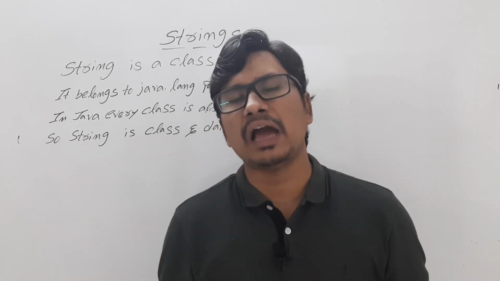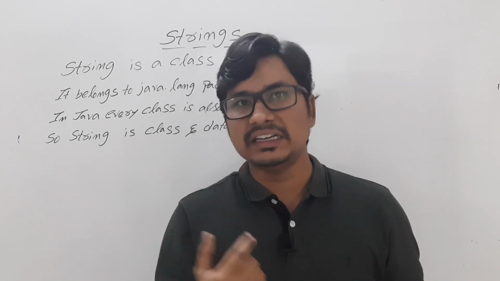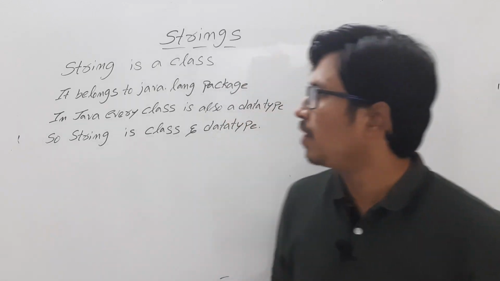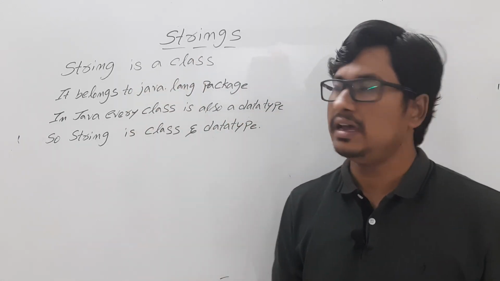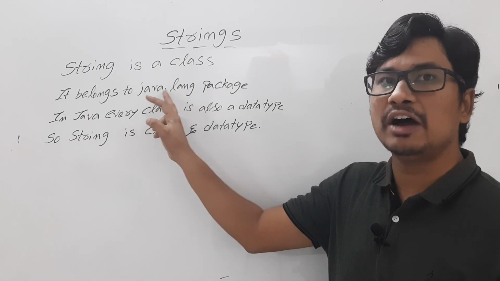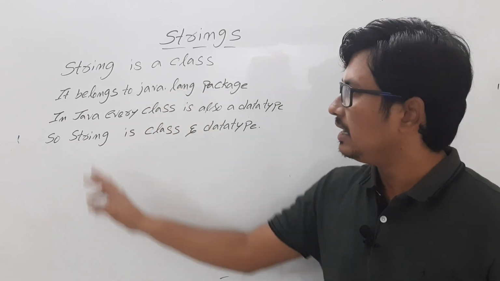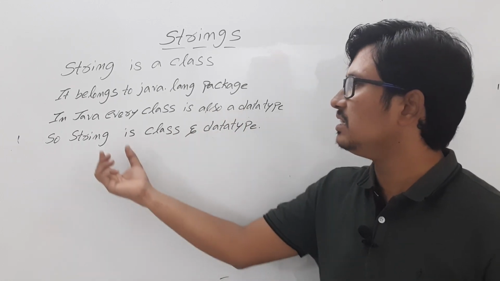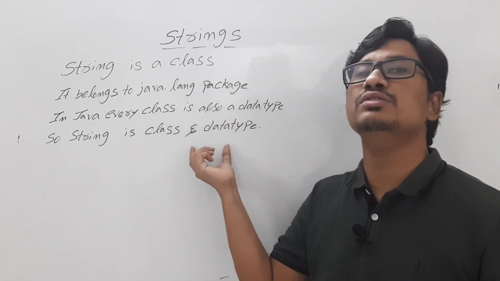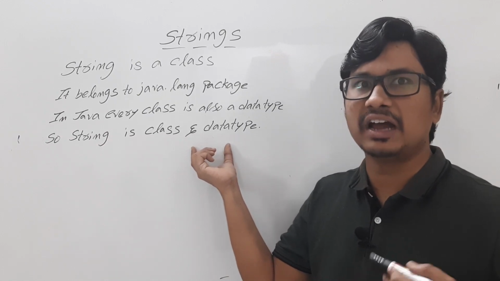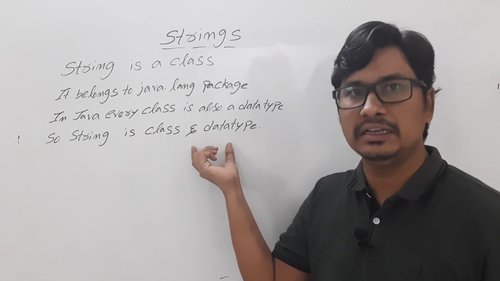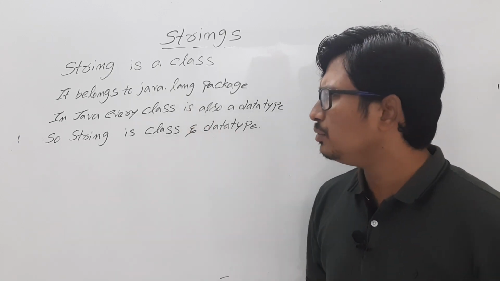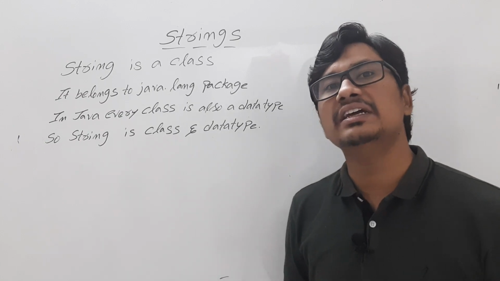Now, a lot of people will have a doubt: character is a data type, whereas is string a data type or a class? Look at the point. String is a class and it belongs to the java.lang package. In Java, every class is also a data type. So what I can say is, string is a class and also a data type. If someone asks whether string is a data type or class, you should say string is a class and also a data type.